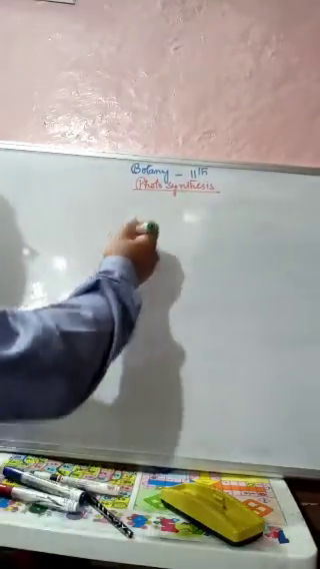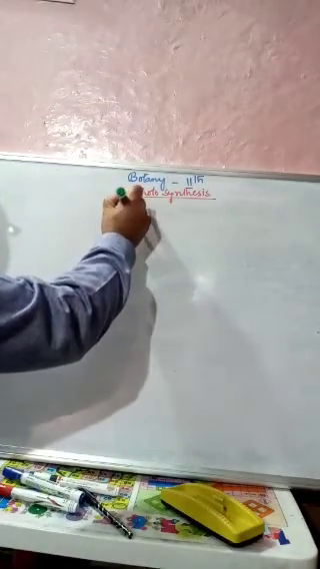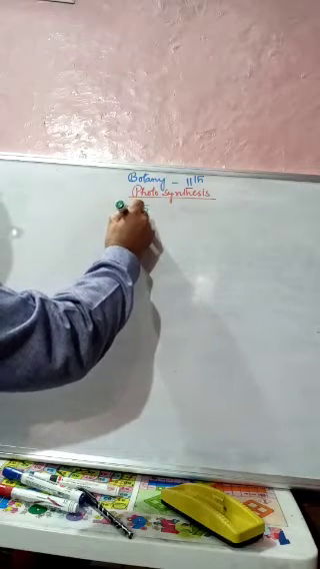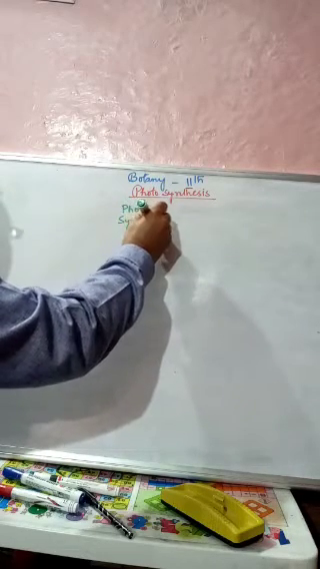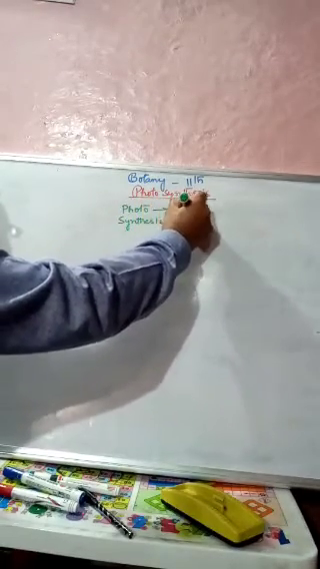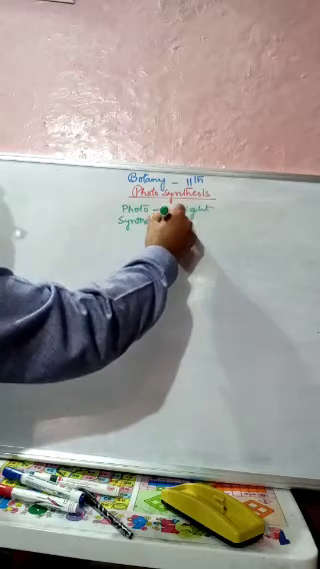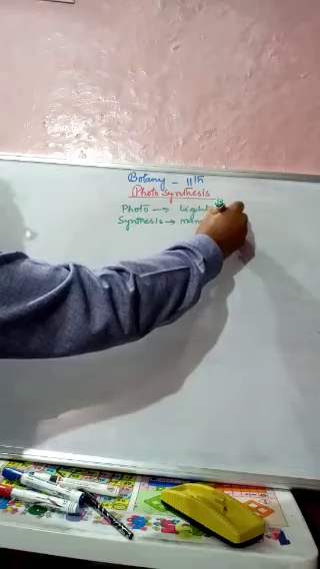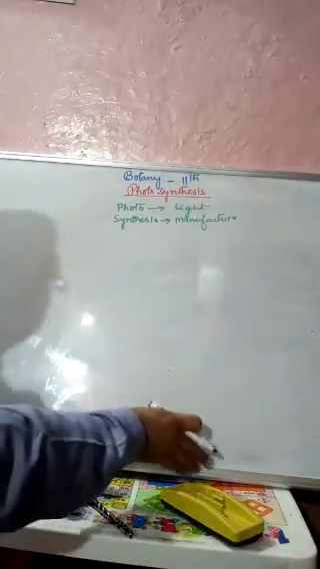If we look at this term photosynthesis, it is a compound word. It is made up of two words: the first is photo, and the second one is synthesis. Photo means light, synthesis means manufacture. So something is going to be manufactured, something is going to be synthesized in the light.